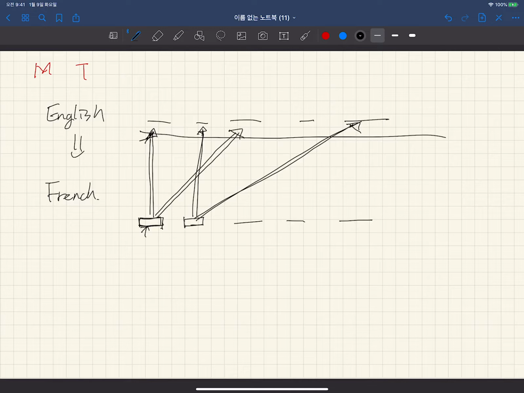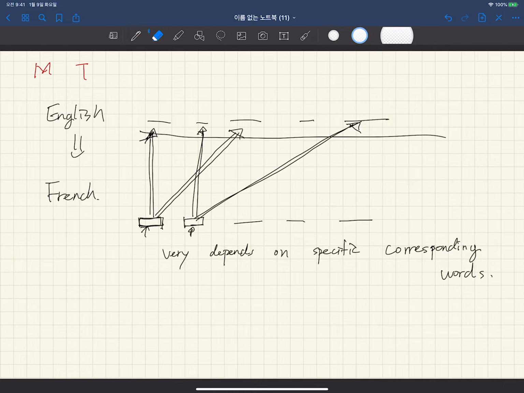So this process very much depends on the specific corresponding word, right? But the problem is there is no fixed structure.